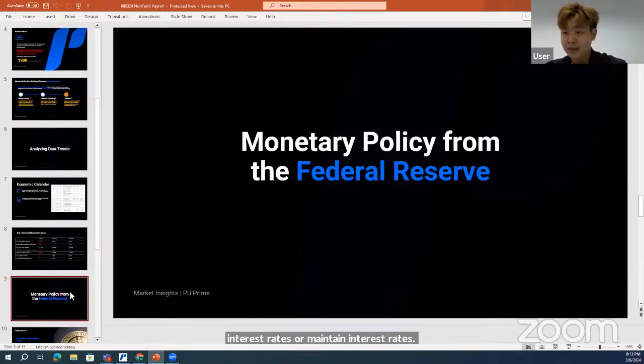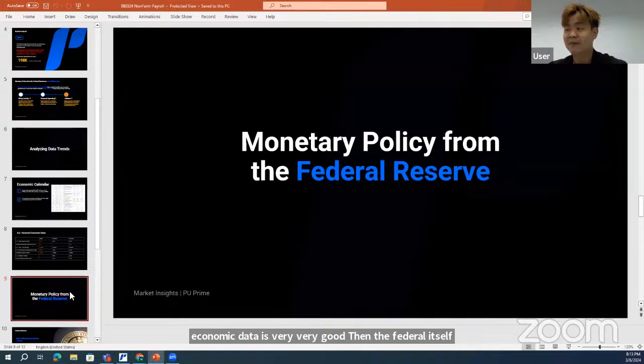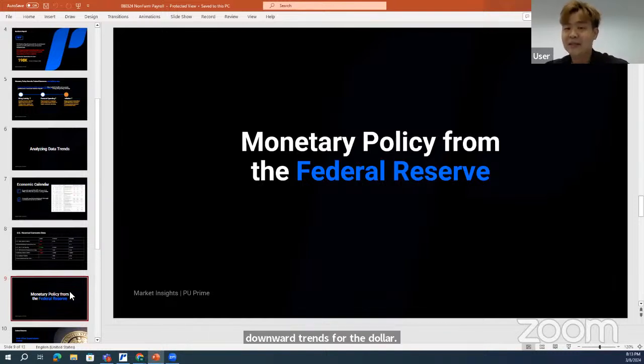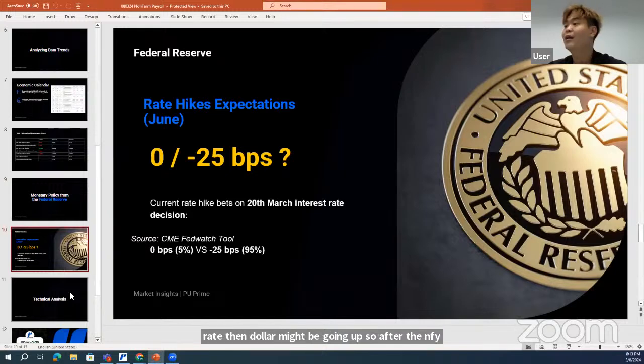So they will normally use all this data to make the decisions. For example, if recently most of the US economic data is very, very good, then the Federal Reserve might consider cutting their interest rates because inflation is too high. And then any statement regarding cutting interest rates is likely to trigger a significant downward trend for the dollar. And if the Federal Reserve says they want to increase the rate, then the dollar might go up. So after the NFP data release, the next thing is the Federal Reserve statement that we must keep an eye on. And then just a very, very short, quick probability or forecast for whether the Federal Reserve is going to cut the interest rates or not.